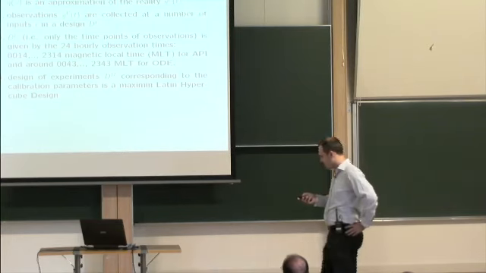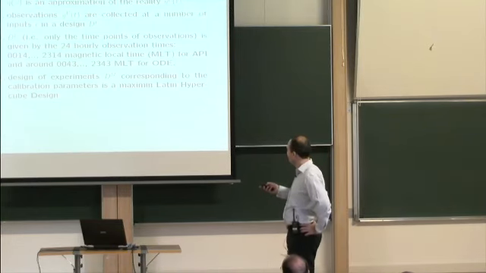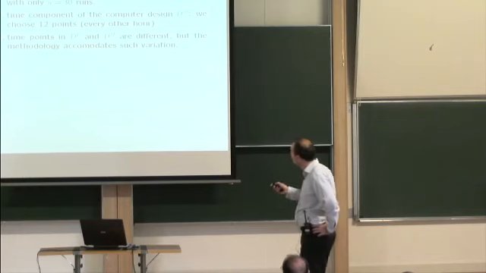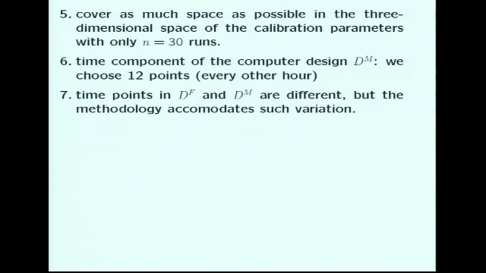And again, the design of experiment for the parameters. So the goal is to cover as much space as possible. We had only 30 runs because again it was run at the NCAR supercomputer. It's faster than the climate model. It was just 10 minutes, I think. But still. For the time components, we chose 12 points, every other hour. That's a decision that I made to get kind of the shape of it almost right.